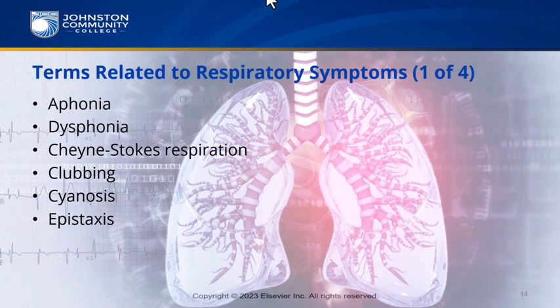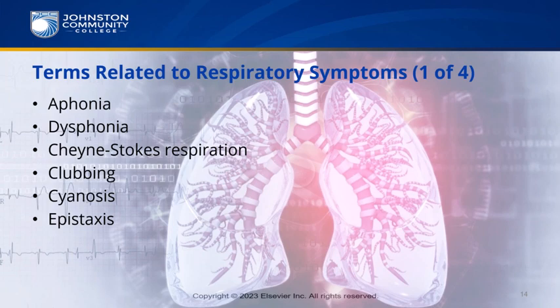Then we have Cheyne-Stokes respiration, which is deep, rapid breathing followed by a period of apnea, which is a temporary lack of breathing. Then we have clubbing, and this is the abnormal enlargement of the distal, remember distance, distal, it means the far ends, of the phalanges as a result of diminished oxygen in the blood.